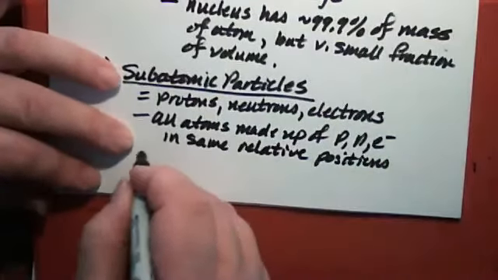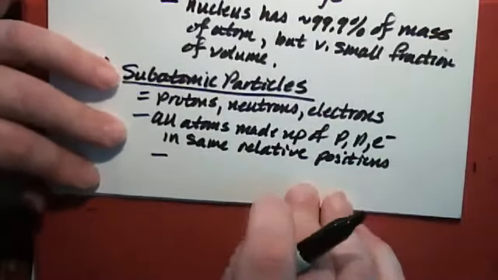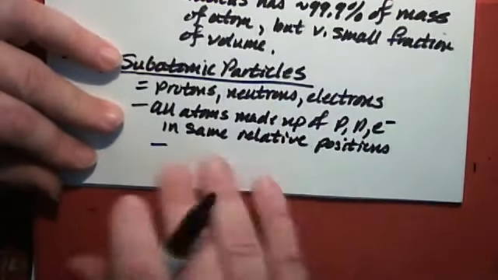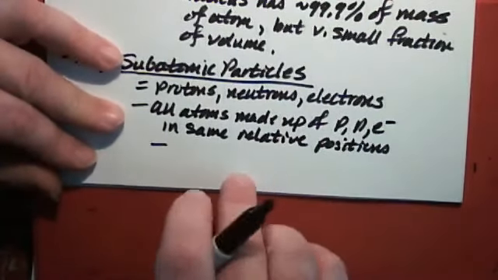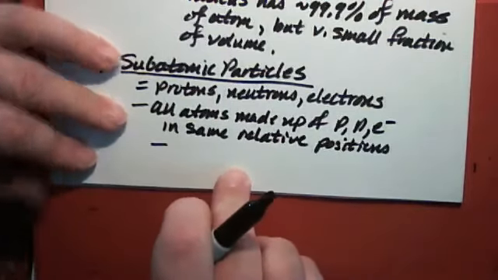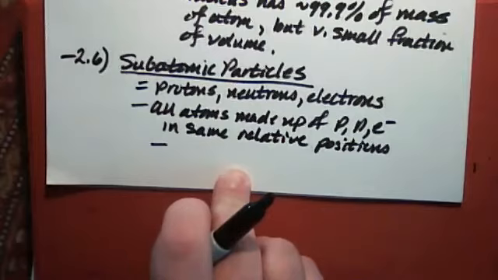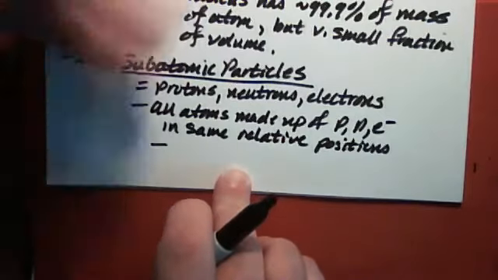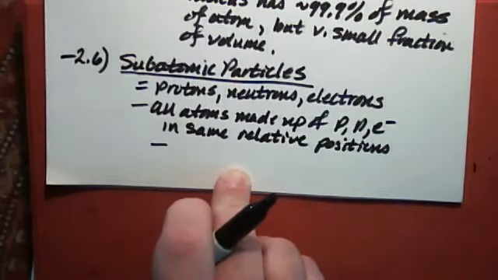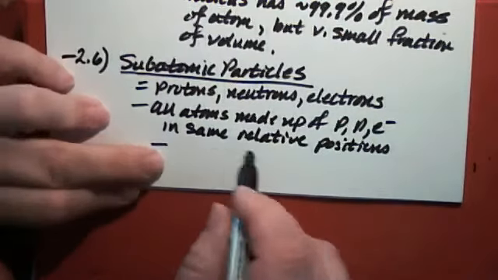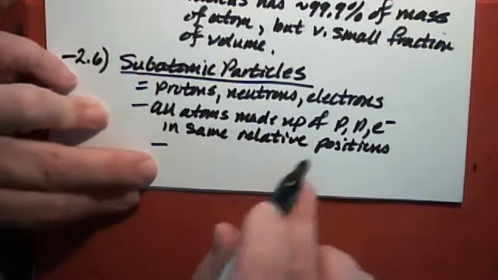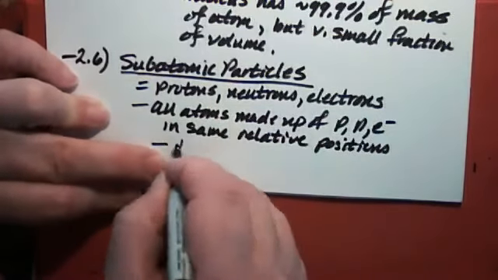Okay, but there's, of course, a wide variety of characteristics to matter. Even though all matter is made up of atoms with the same particles in the same relative locations, the wide differences that we observe from one type of matter to another are due entirely to the different numbers of protons, neutrons, and electrons in the atoms that make up that matter.